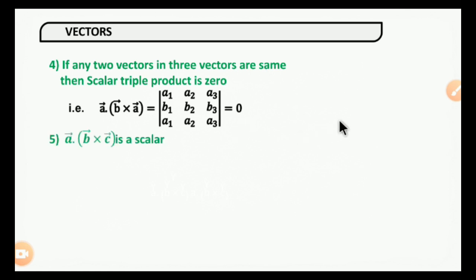Then the next property: A dot B cross C is a scalar quantity. So whenever you get the value of A dot B cross C, it is always in the form of a scalar quantity, which can never be a vector quantity.